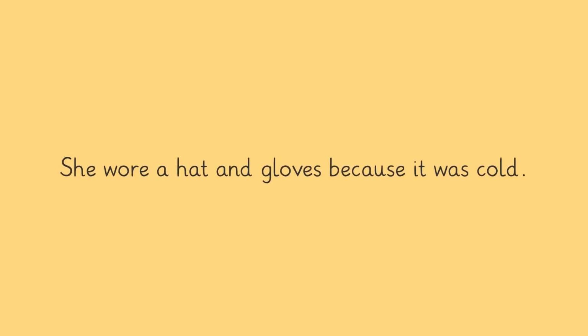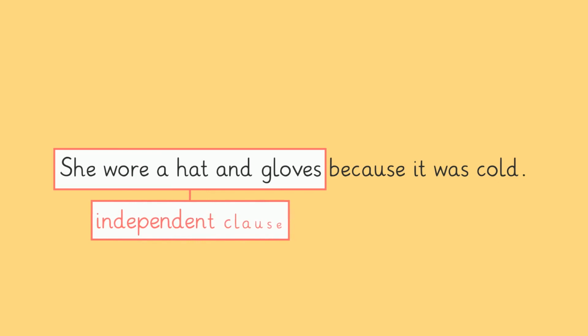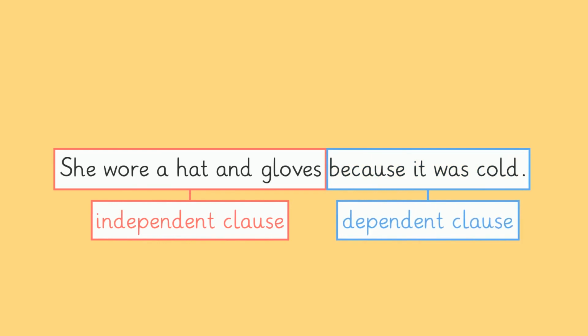Here we have the sentence, "She wore a hat and gloves because it was cold." In this example, "she wore a hat and gloves" is an independent clause. "Because it was cold" is a dependent clause.